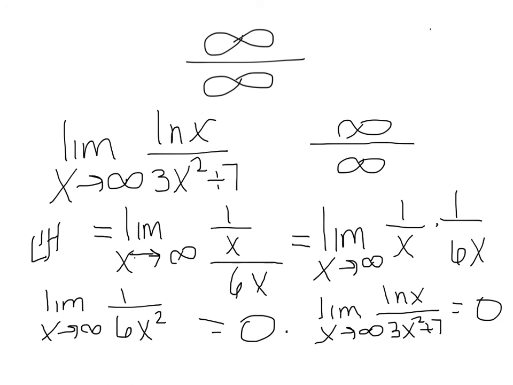What this really means mathematically is that natural log of x is going to infinity much slower than 3x squared plus 7. Since 3x squared plus 7 is going to infinity faster, the denominator is getting larger faster, so the whole thing is going to 0.